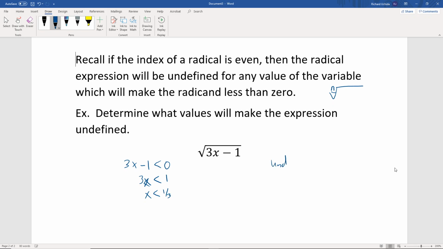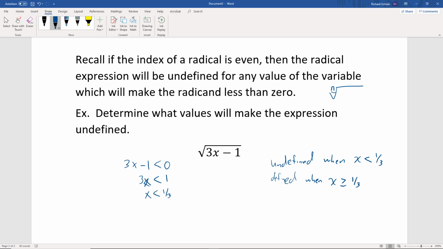So it's undefined when x is less than 1/3. And you could also say it's defined when x is greater than or equal to 1/3. Because if you plug in any number greater than or equal to 1/3, then what will be underneath the radical sign will be some non-negative number, and it can be 0. Like we could plug in 1/3, because 3 times 1/3 would be 1, 1 minus 1 would be 0, and the square root of 0 is 0.